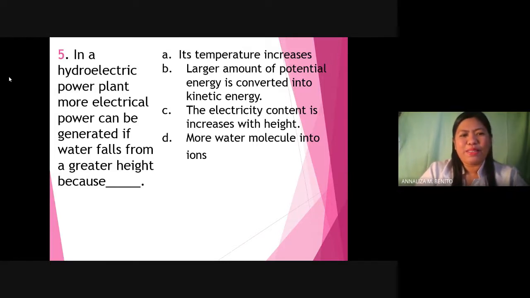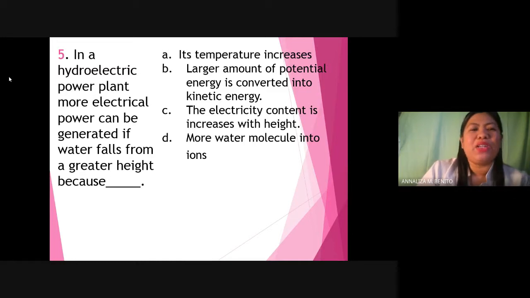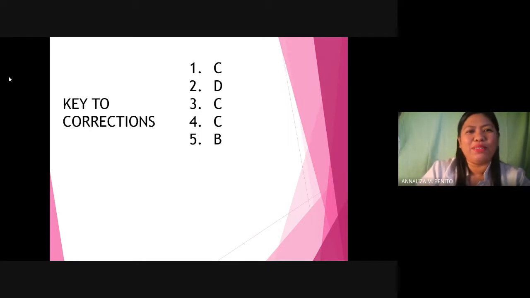Okay, class, are you ready? Please check the letter of the correct answer in your notebook. Okay, are you ready? Okay, so let's answer. These are the key to corrections. Okay, number 1, who got the correct answer?